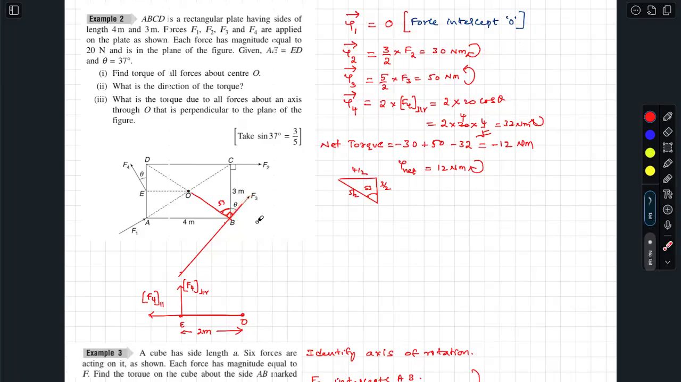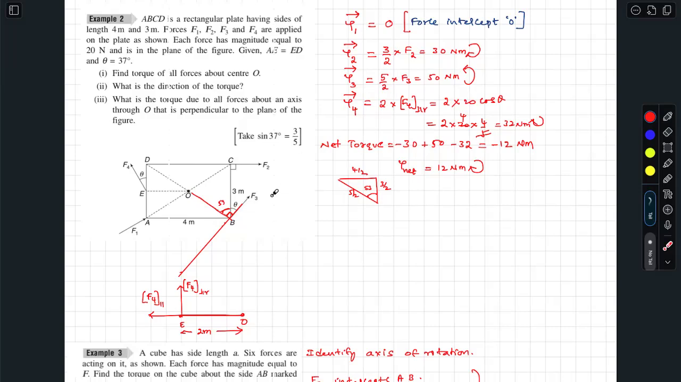Now F3. What is F3? That I need to work out. Now I have drawn some line and this is OB, and I don't know whether it is a perpendicular or not, but they have given one thing.